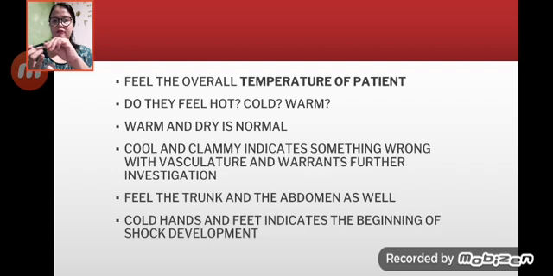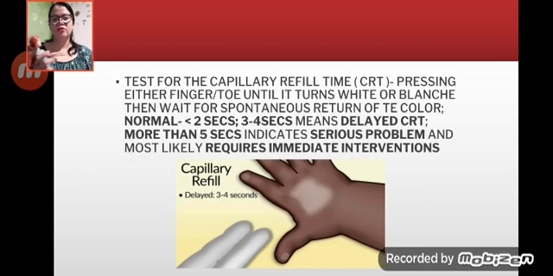So cold hands and feet. You need to feel also the hands and the feet of the patient, because it indicates the beginning of shock. If you feel that there is cold clamminess of this area, then you need to check also for the capillary refill time, or the CRT.